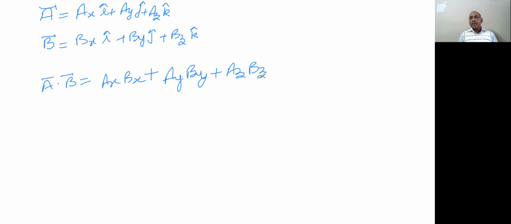So an easy way to remember is to multiply i with i, j with j, and k with k. So we will get the dot product of the two vectors. Okay.